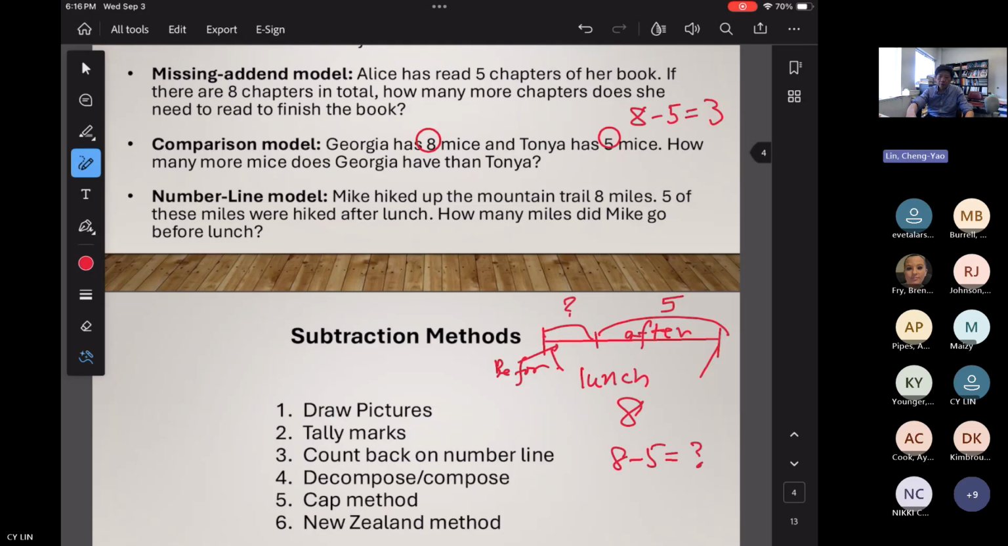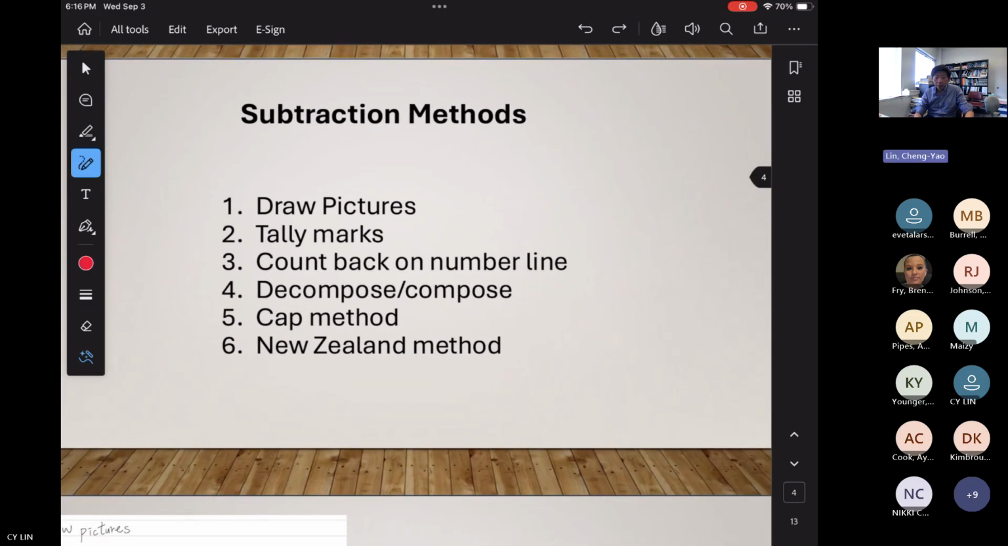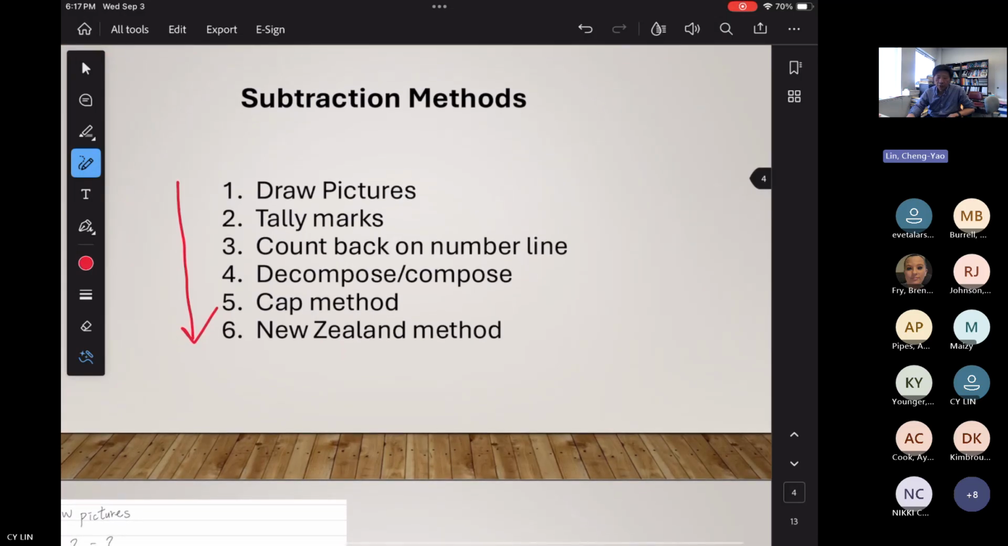Now again, here are several different methods I want to talk about. Subtraction methods, just like we did the addition methods. We have draw pictures, we have tally marks, we have come back on number line, we have decompose and compose, and we have a CAP method, we have a New Zealand method. Again, we are always going from easy to difficult, from slow learner to quick learner. Then we will cover all the diverse students in the classroom.